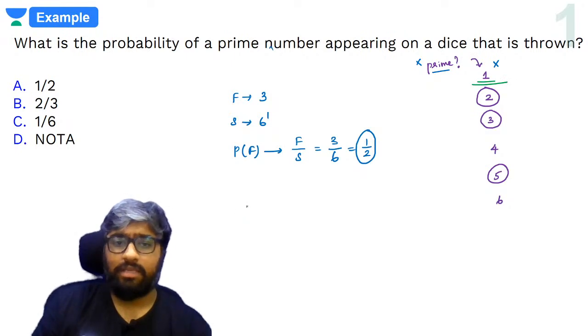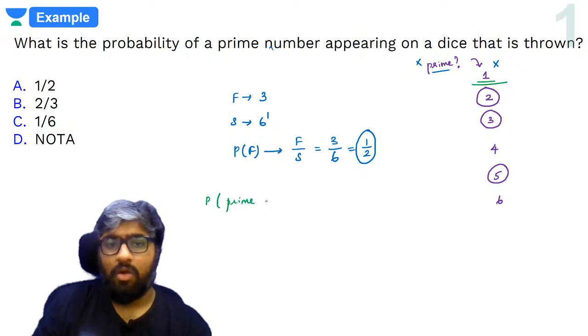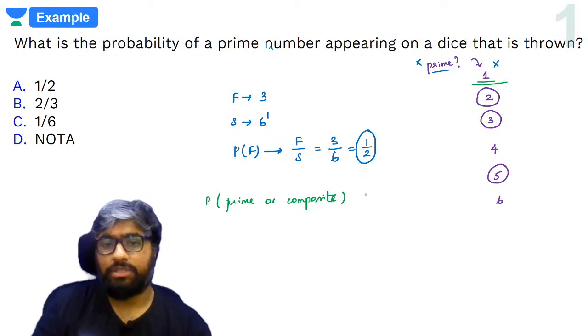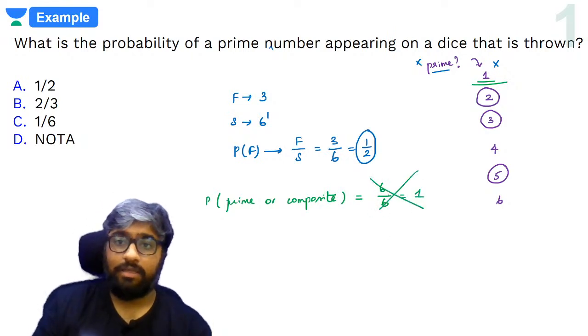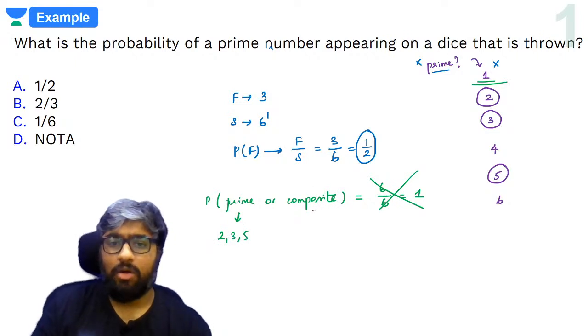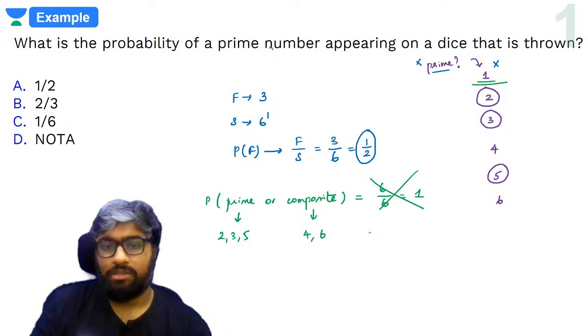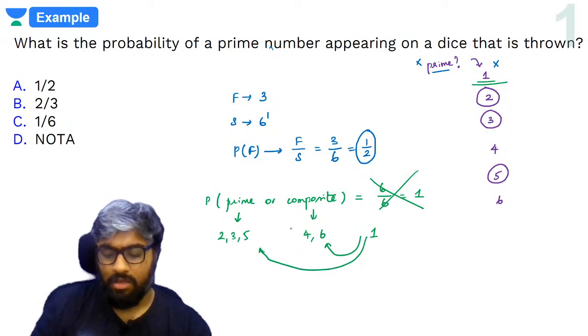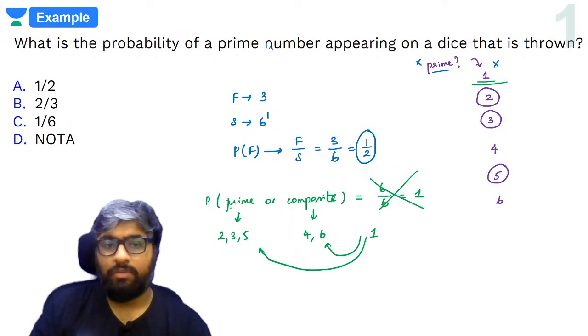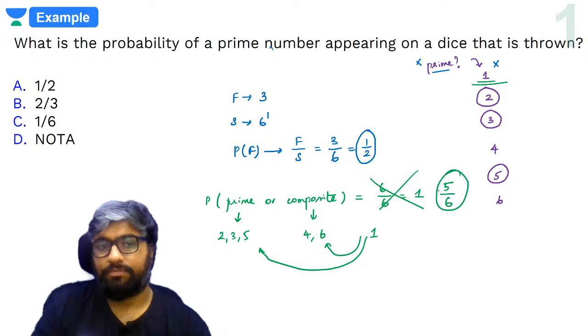If I give you a question, what is the probability that you get a number that is prime or composite? A lot of you would say 6 by 6, that is 1. But this is incorrect. Why? Because when I say prime, I am considering 2, 3, 5. When I say composite, I am considering 4 and 6. 1 doesn't belong in composite, doesn't belong in prime either. So it will be 5 numbers out of 6. 1 doesn't belong.